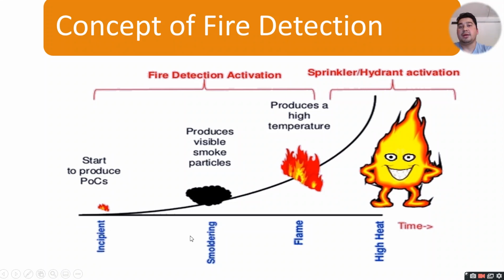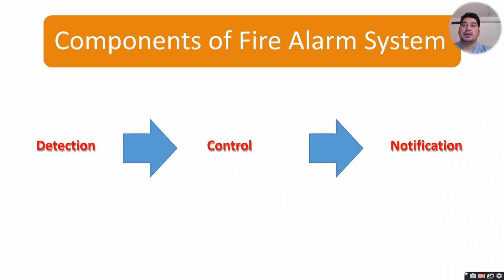Fire will come here, and after that a small amount of smoke will come up, producing visible smoke particles, and then flame, producing a high temperature. Then the sprinkler and hydrant will activate, and high heat will come up. By the time the sprinkler and hydrant activate, the fire will go down. So this is the process of fire detection.